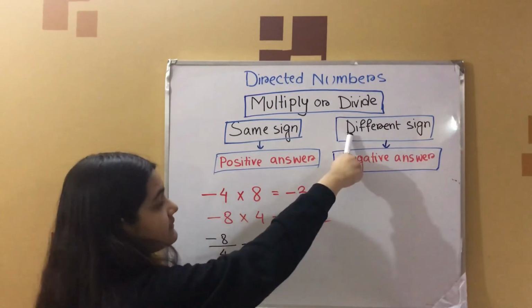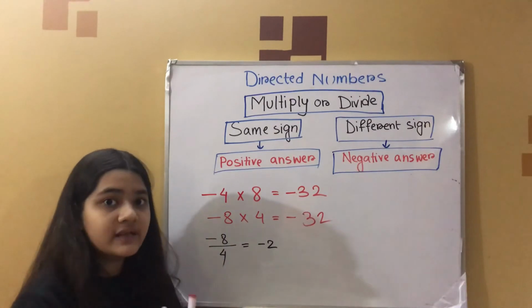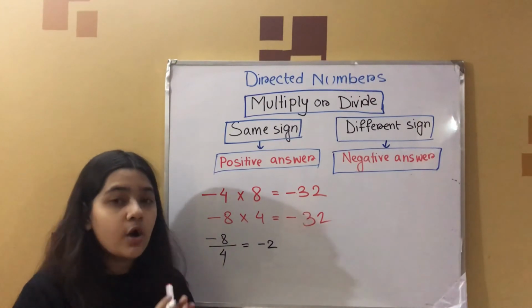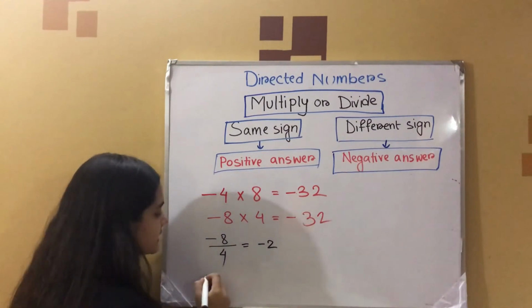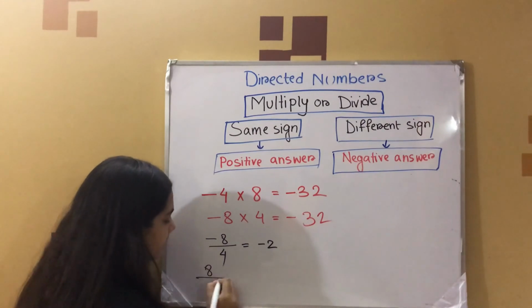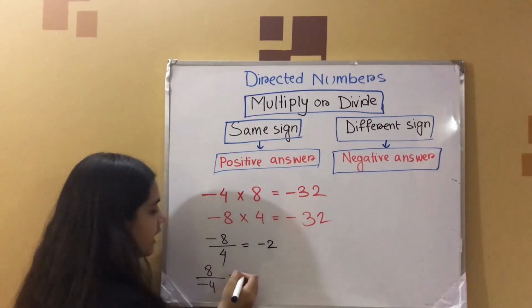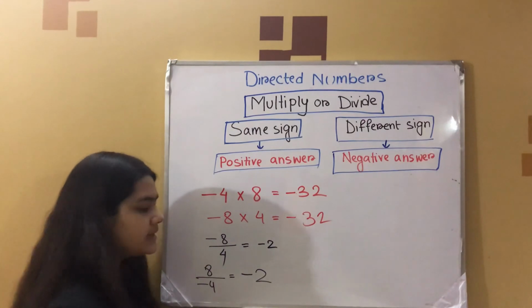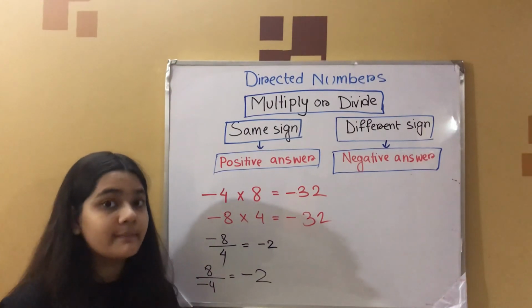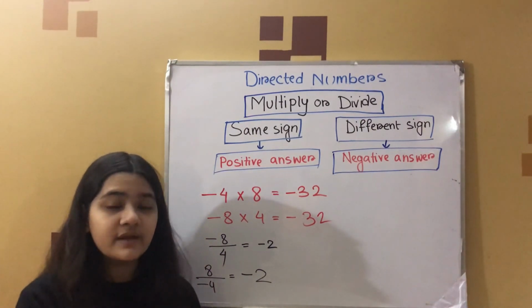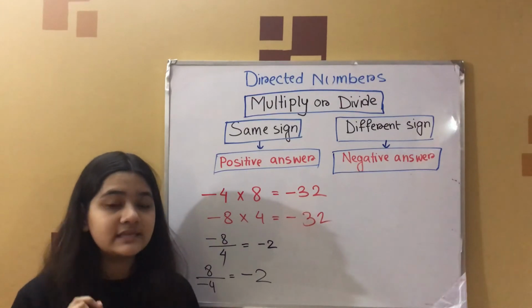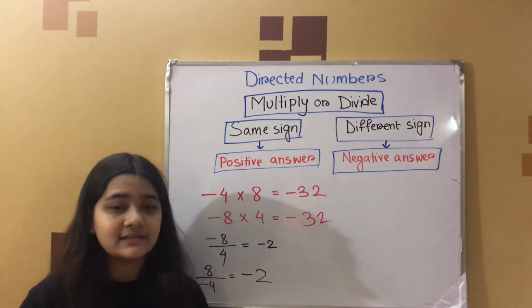When we are dividing or multiplying different signs, our answer will always be negative. Even if it was 8 divided by minus 4, our answer would still have been minus 2 because they have different signs. If they have different sign, our answer will be negative.